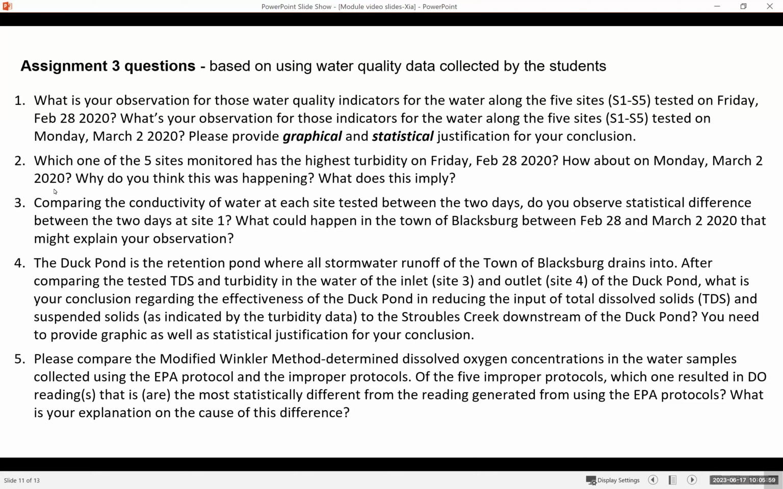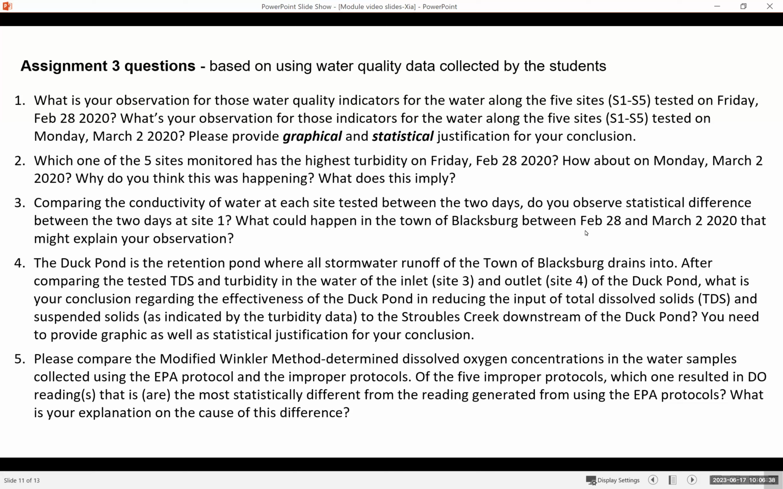Then I went on to ask them other questions related to linking their statistical analysis results to the environment. For example, question number 3: comparing the conductivity of water at each site tested between the 2 days, do you observe a statistical difference between the 2 days at site 1? So what could have happened in the town of Blacksburg between these 2 dates that might help explain your observation?